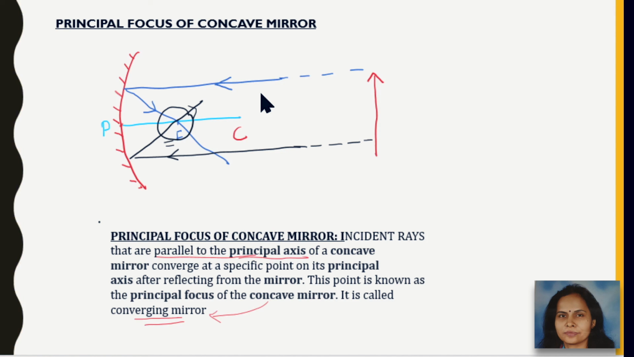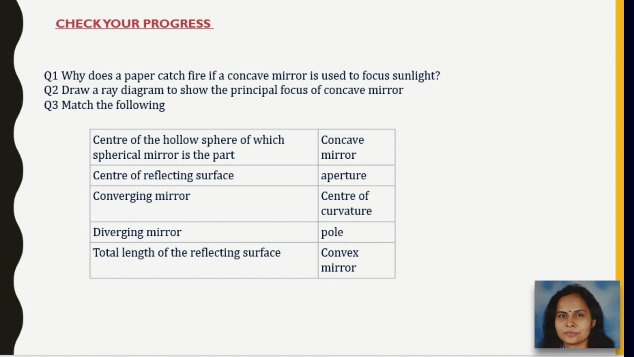So why is it so? Because we are concentrating the parallel rays at a single point. All of the rays are concentrating at the principal focus. That's why a paper catches fire if a concave mirror is used to focus the sunlight. The next one is: draw a ray diagram to show the principal focus of concave mirror. This we have already done.